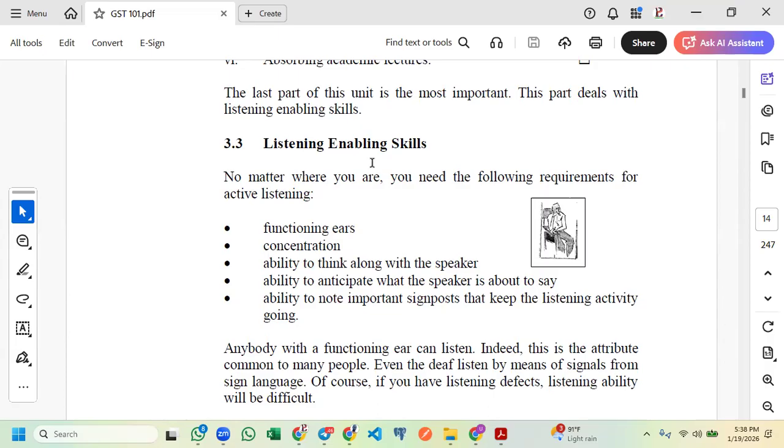The first concept is how to listen effectively. When you are in a meeting, in a seminar, in a lecture, or wherever you are, you need to listen. You learn how to listen effectively in GST101, with attention, and you know that there are different types of listening. There is one that requires deep attention, and one that does not require.